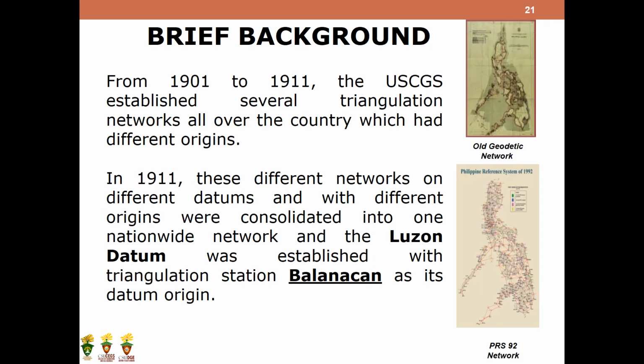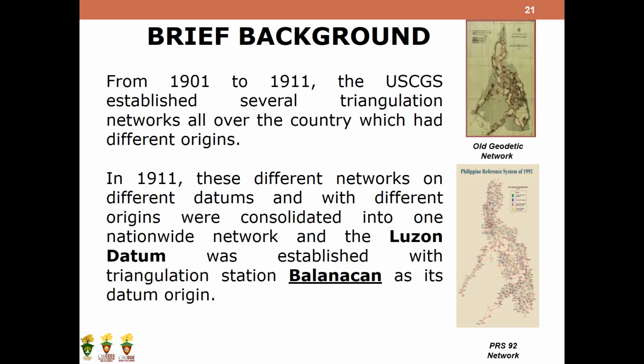In 1911, these different networks on different datums and with different origins were consolidated into a nationwide network, and the Luzon datum was established with the triangulation station Balanacan as its datum origin. So after they gathered all the information on what was in the Philippines before the 1900s, they had established reference points, but with different origins, different regions as their reference. So it was not harmonious, not one unified system. They had different references.